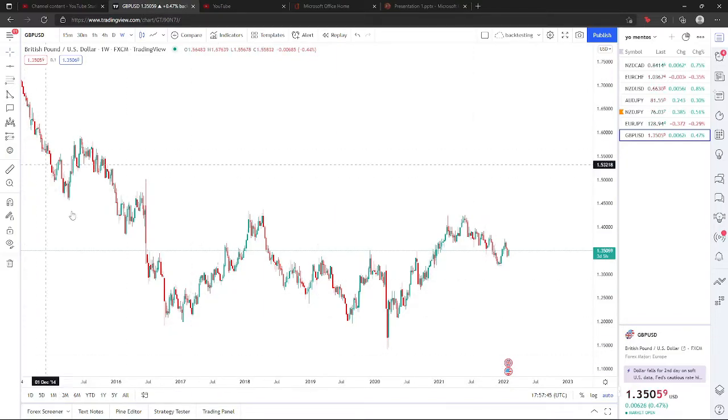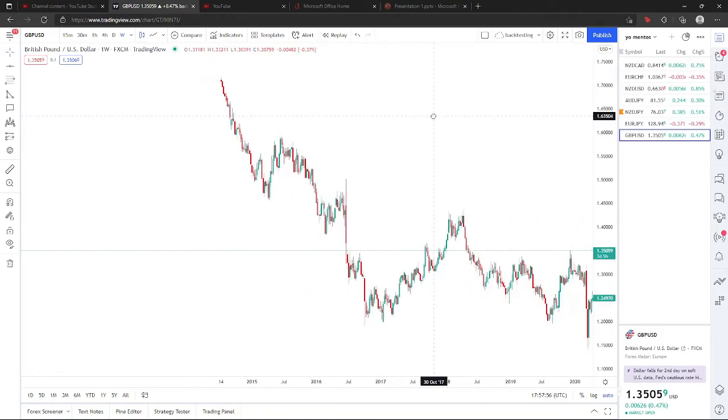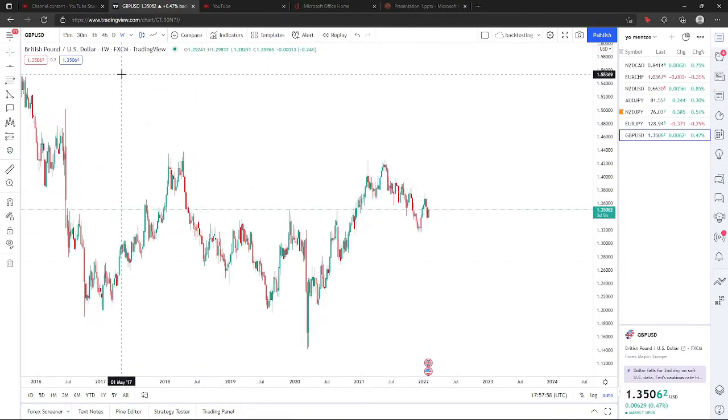So this is literally how the market's moved since 2015, guys. But basically in the weekly time frame we can see a full perspective of the market, and we can see the direction of where the market is going. So basically that's what we use the weekly for.